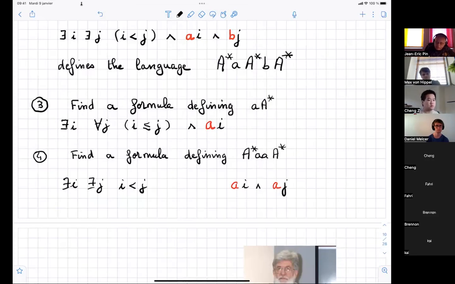So for everything, okay, yeah, exactly. For every K that is greater than I and smaller than J, you don't have this. There is nothing between, okay? There is no K which is strictly between I and J. Okay, anyway, you see, this is the idea.